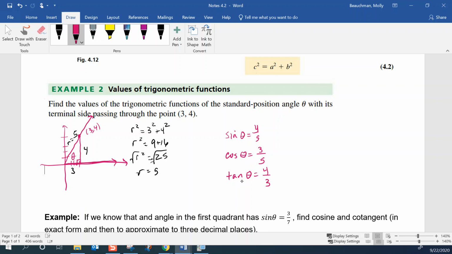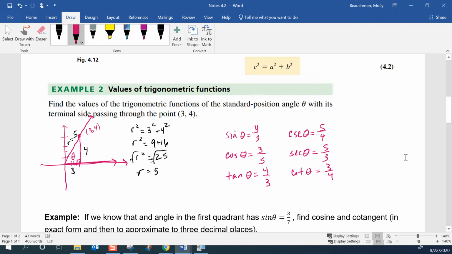Once you have these three functions, then you can do the reciprocals for the other functions. So the reciprocal of sine is the cosecant, which is 5/4. Reciprocal of cosine is the secant, which would be 5/3. And the reciprocal of the tangent is the cotangent, which is equal to 3/4. So those are the 6 trig ratios or trig functions from the standard position angle.